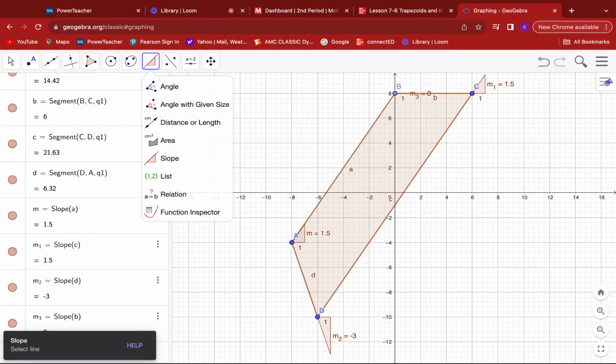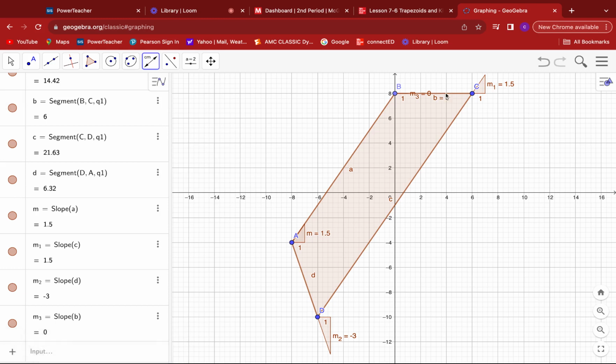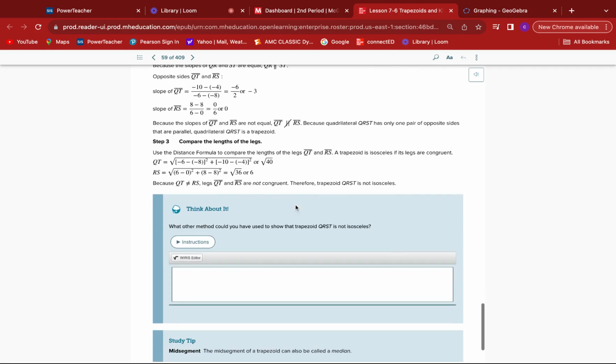All right, same icon, the one we use the slope with, but this time you're going to click on distance and length. The length of the first leg is 6. The length of the other leg is not 6. It is 6.32. So if you're a teacher, your students might say, hey, they're the same, because they're both 6. But 6 and 6.32 are not the same. We do not round this to 6 to say, hey, they're equal. So no, it's not an isosceles trapezoid. Not the same answer.